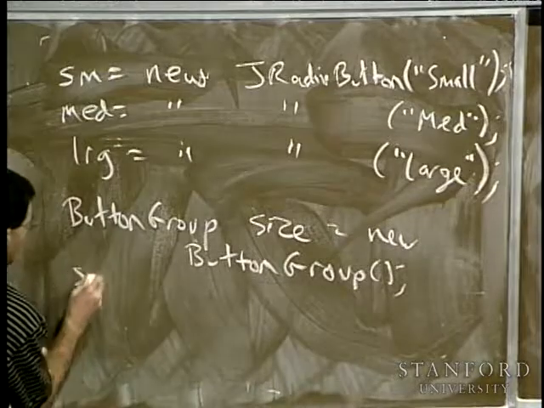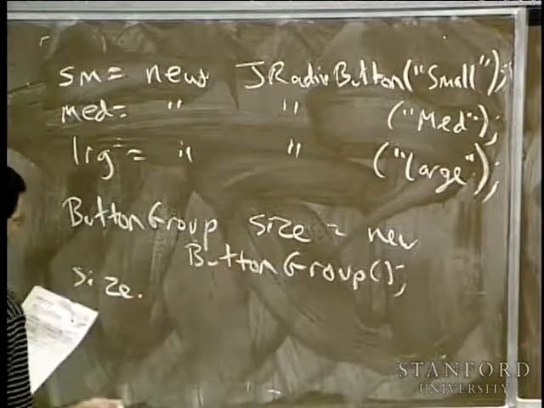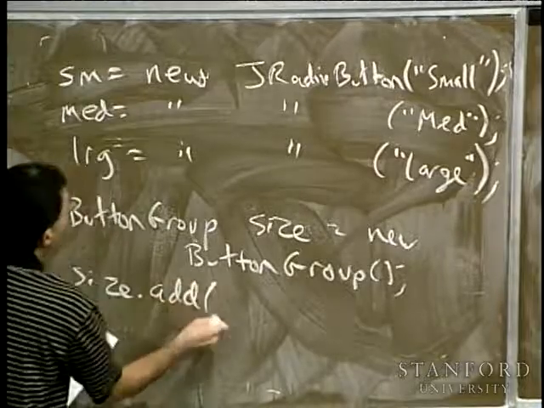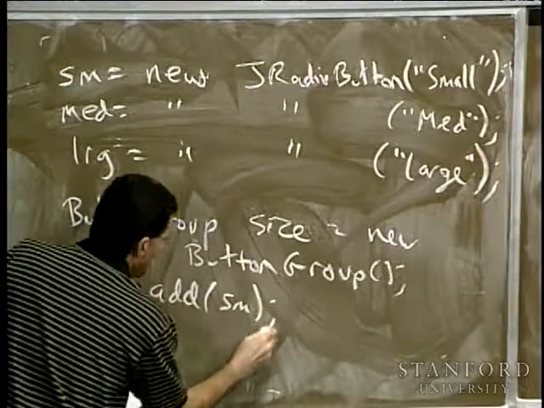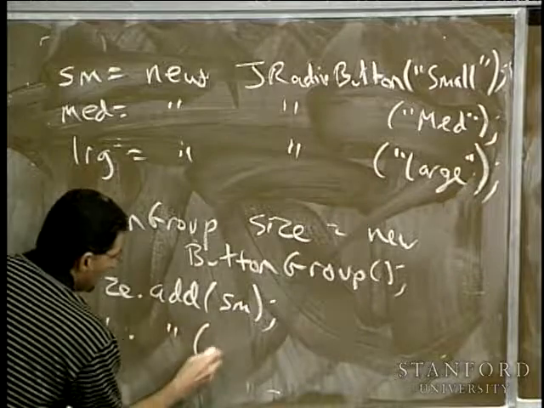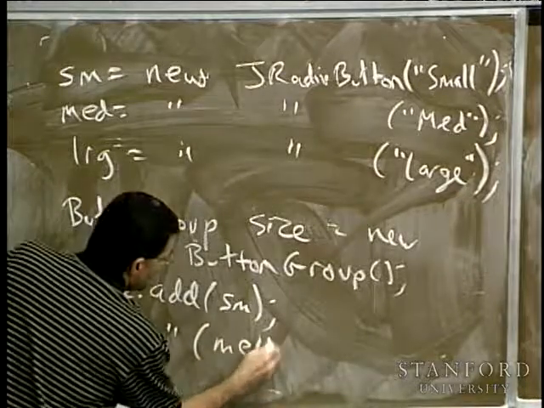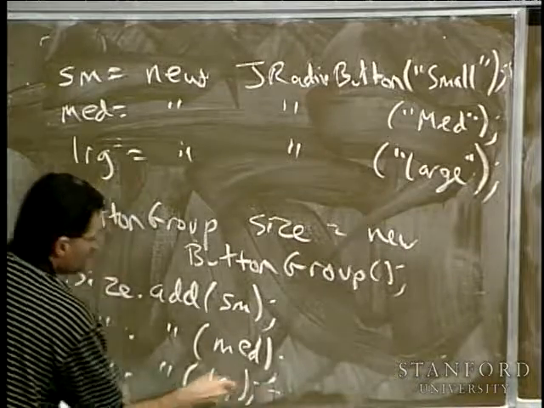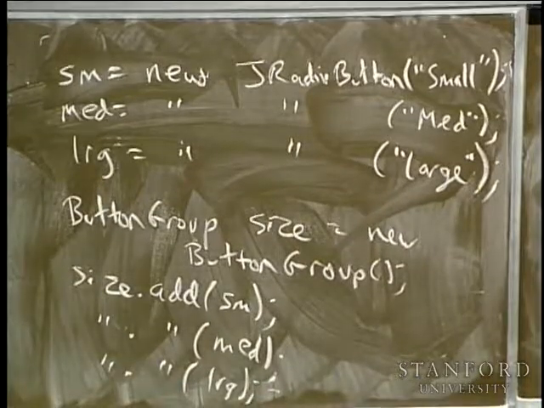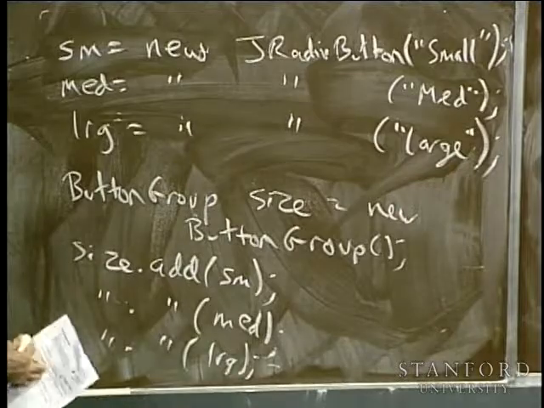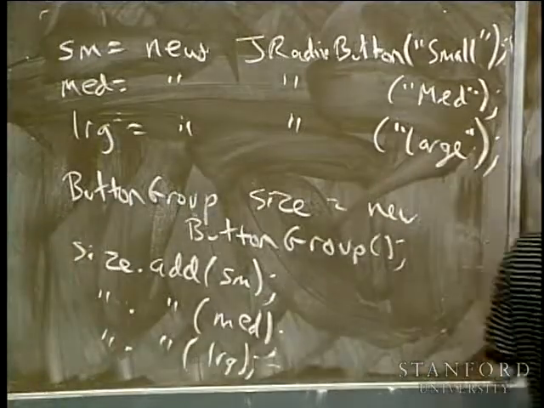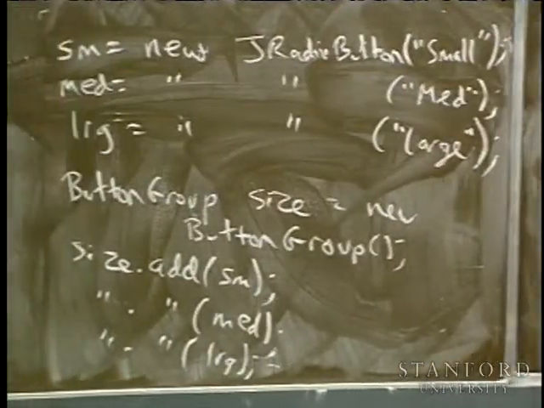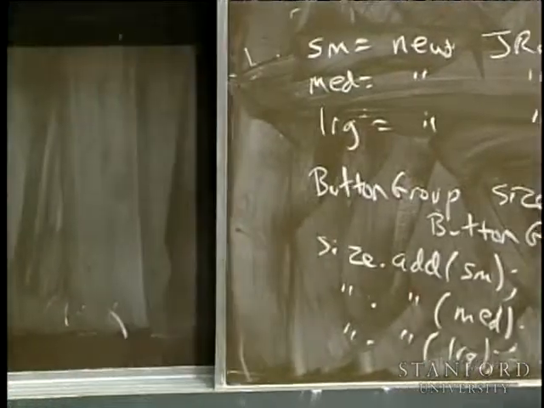So how do I put all these guys in the group? I say the name of the group, size dot add, and I add all the buttons to it. Like I would add small, then I would say size dot add and add medium, and I would say size dot add, and I would add large. And that says, hey, now your group has these 3 buttons in it. Once I do that, still not done.